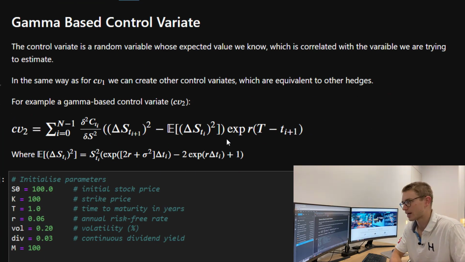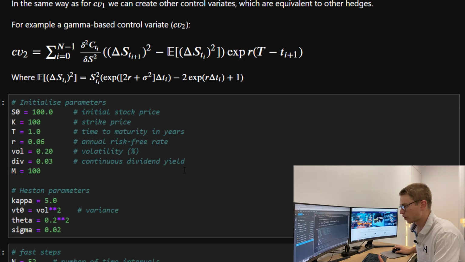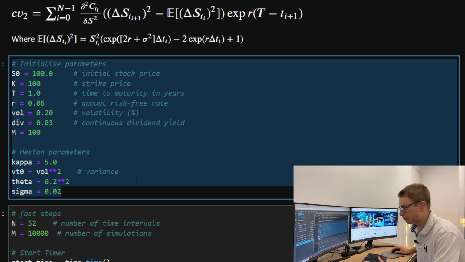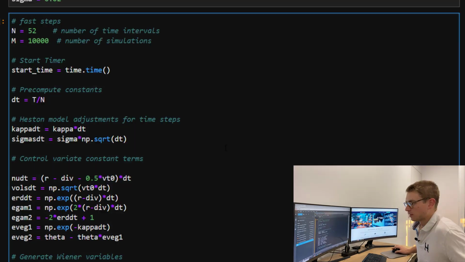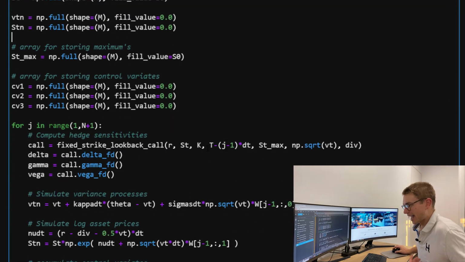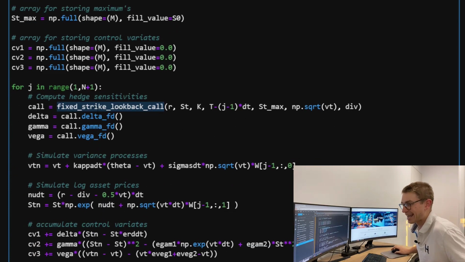Now in the same vein, we're going to do that with a portfolio of delta, gamma, and vega control variates, and we're going to see what that portfolio will be, what the beta values are that minimize the difference between our analytical solution and then our look back with stochastic volatility. So we're going to initialize all our parameters again, our Heston parameters. So now we're going to calculate our fixed strike look back call, so our analytical solution at each time period.